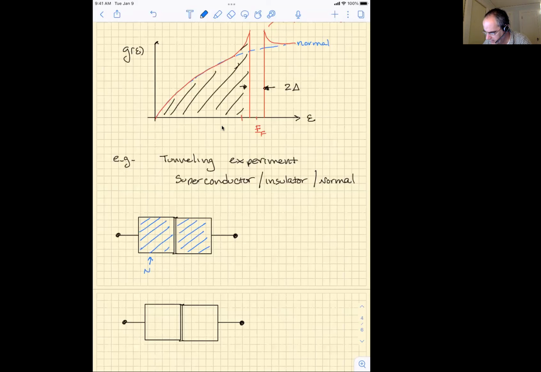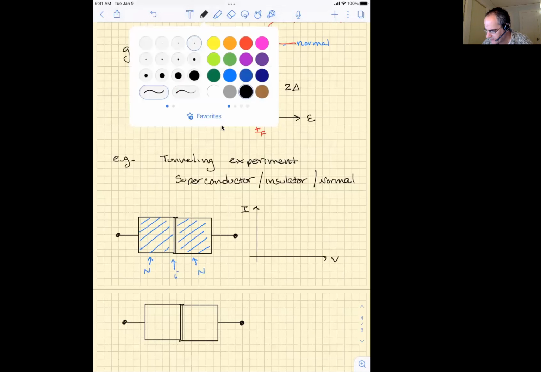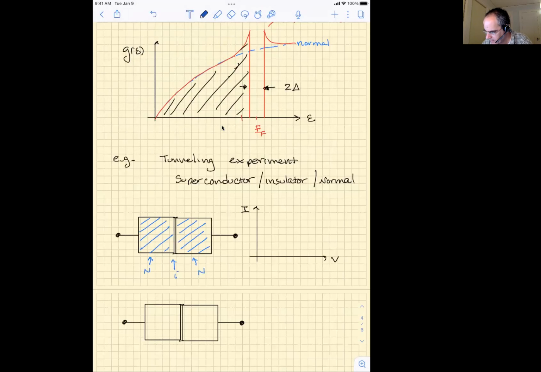So normal, normal, and then they're separated by a thin insulating gap. Of course, the insulating gap just acts like a resistor here. And so if we draw a graph of current versus voltage for this system, we'll find that it's just linear, like a resistor. Okay?